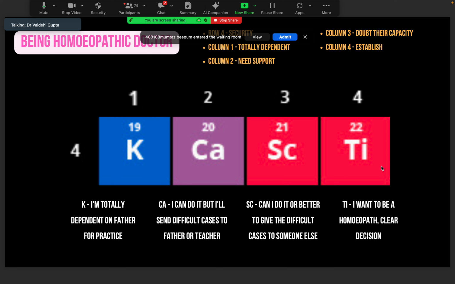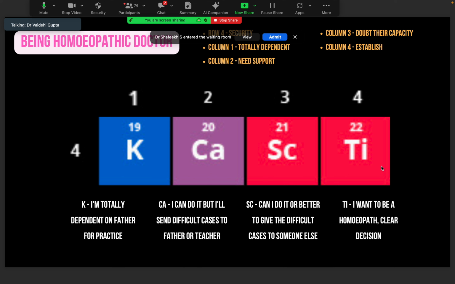When there is a scenario of a student who is a BHMS pass out or MD pass out, what will happen to him about the clinic? Like potassium, calcium, scandium and titanium. Potassium, I am totally dependent on my father for the practice. He will sit along with his father so that he can do case taking, he can see patients. Calcium, I can do it, but I will send difficult cases to my father or teacher or my senior. I can take the easy ones, but I think that I can't solve the difficult ones, so I will send these cases to someone else.